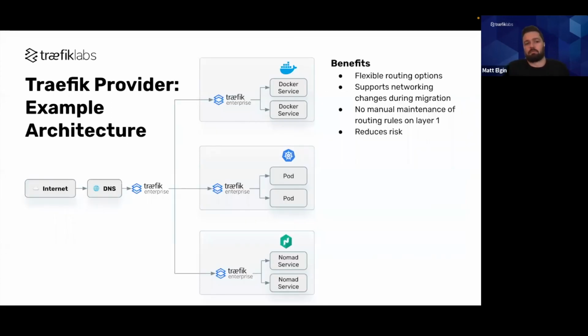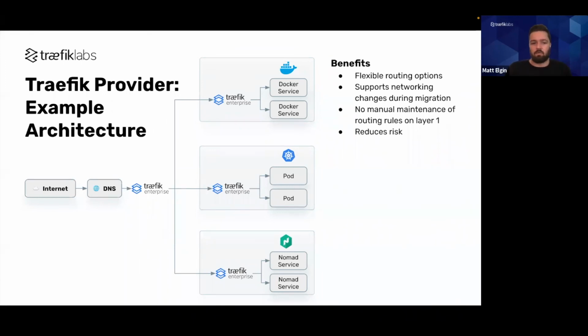So an example architecture of what that might look like, if we do a comparison from our previous architecture slide, we have dropped in Traefik Enterprise to each one of those ingress controller or reverse proxy instances. So we've got that running within each of our clusters, and then we have that out front as our layer 1 reverse proxy as well.